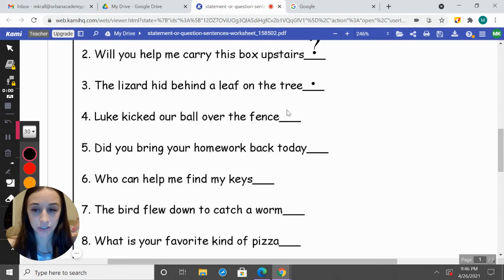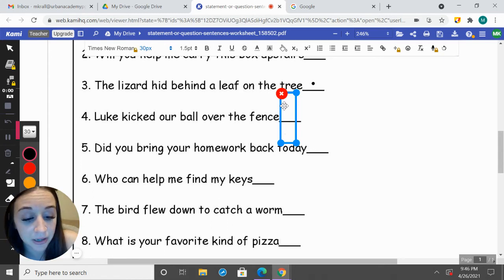Statement or question? So it's a statement because it's telling us where Luke kicked the ball. He kicked it over the fence. It's telling us that information in a statement. Does a statement end in a period or question mark? I want you to go ahead and shout that out. What does a statement end in? Yeah, a statement ends in a period. So we're going to go ahead and put a period.